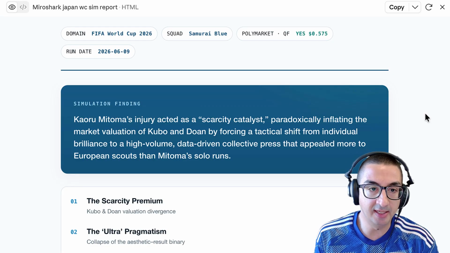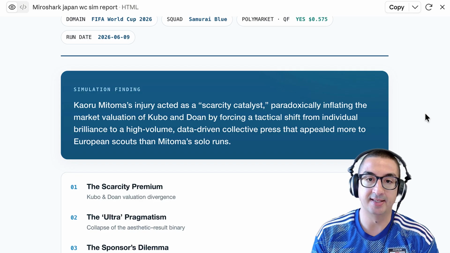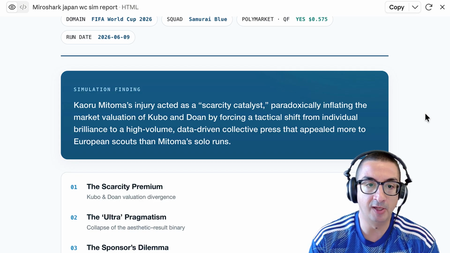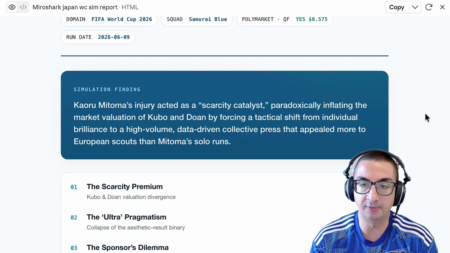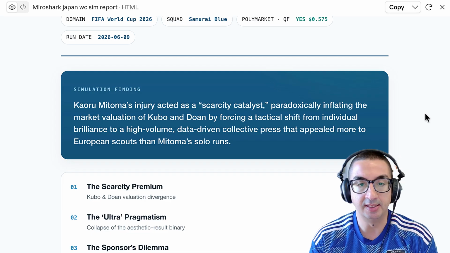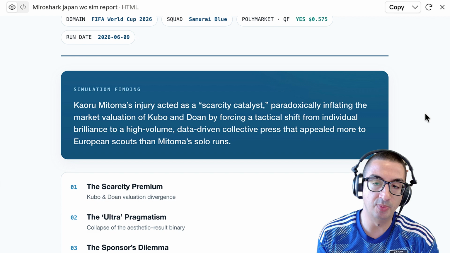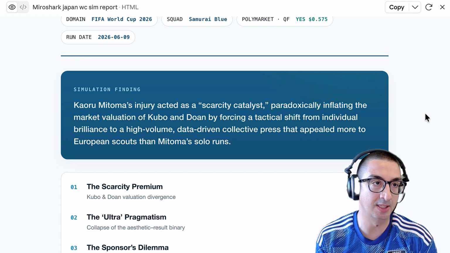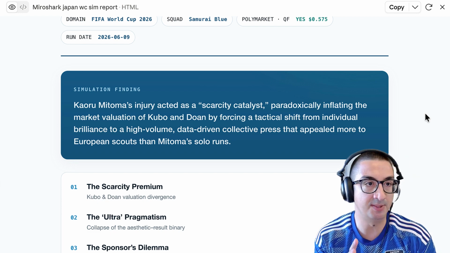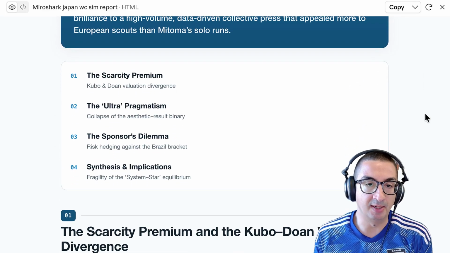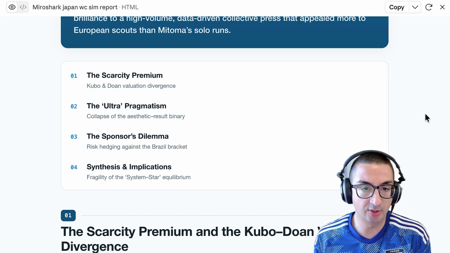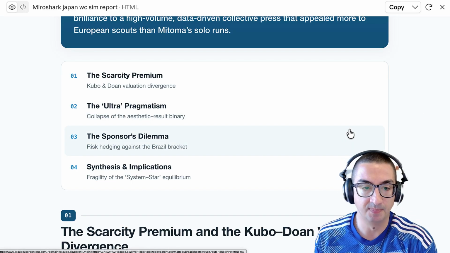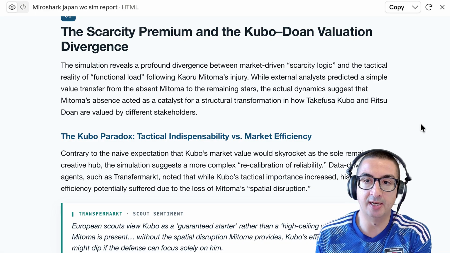Simulation finding: Kaoru Mitoma's injury acted as a scarcity catalyst, paradoxically inflating the market valuation of Kubo and Doan by forcing a tactical shift from individual brilliance to a high-volume, data-driven collective press that appealed more to European scouts than Mitoma's solo runs. So these agents also simulated possible outcomes in terms of market transfers for the individual Japanese players. The report is divided into four sections: the scarcity premium, the ultra pragmatism, the sponsor's dilemma, and the synthesis and implications. So, the scarcity premium and the Kubo-Doan valuation divergence.